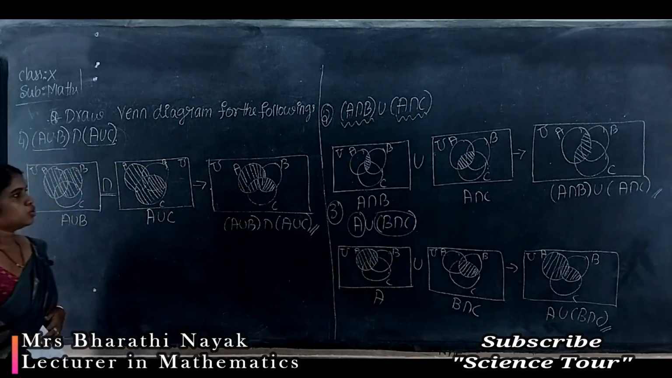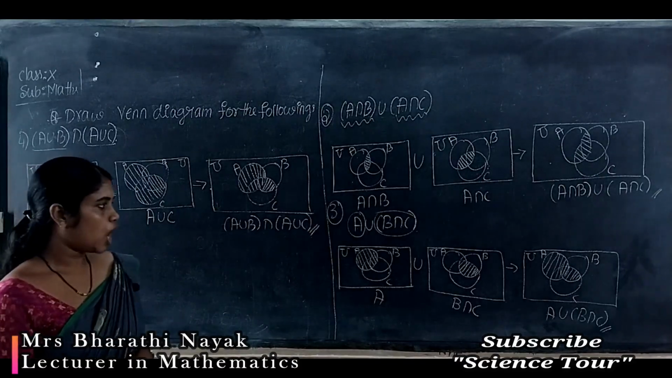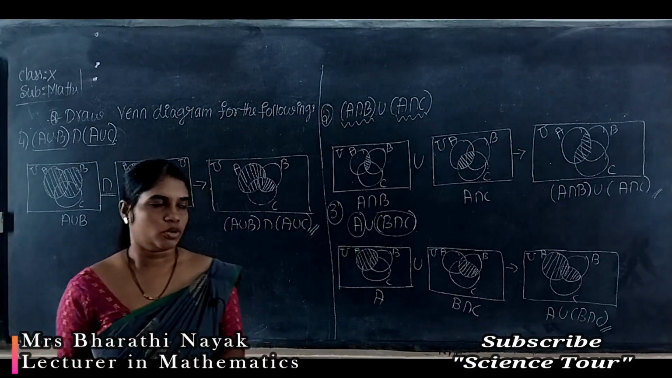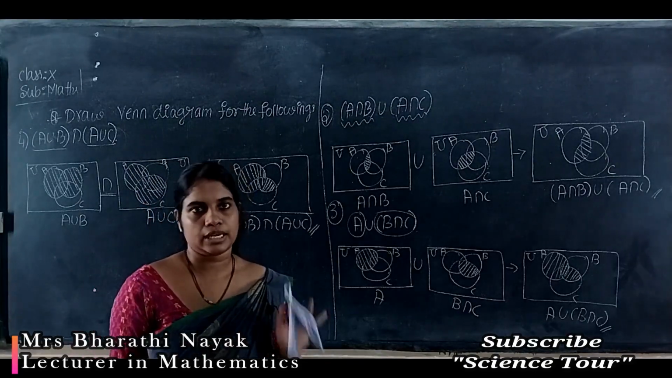So this is about the Venn diagram, how to draw it if we have three sets. With this, we have finished our sets chapter.